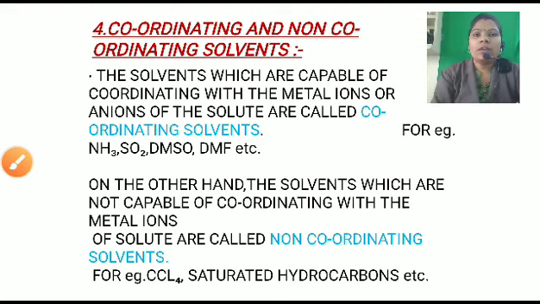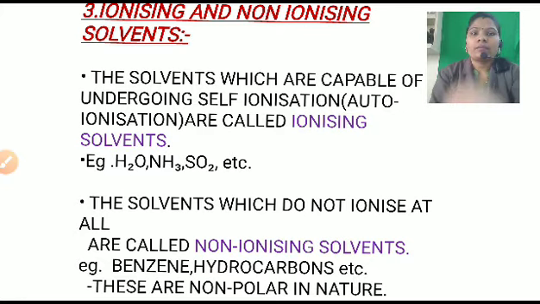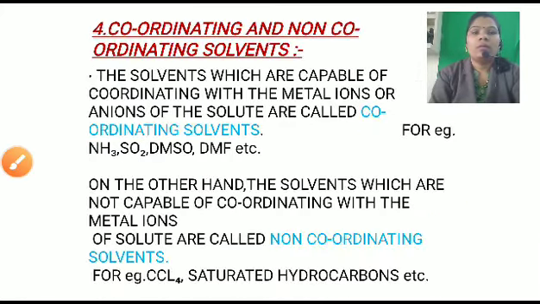The fourth type is coordinating and non-coordinating solvent. Coordinating solvent means the solvent which is capable of coordinating with a metal ion or anion. The solvent which is bonded with the metal ion or the anion is called a coordinating solvent. Examples are ammonia, SO2, and DMSO.